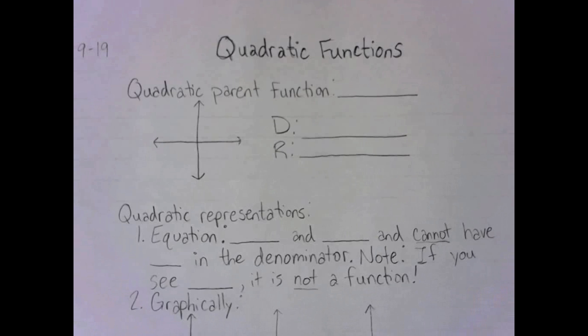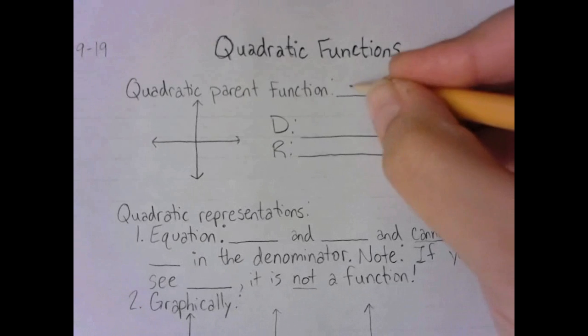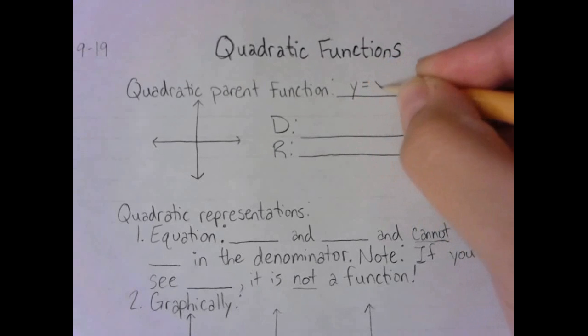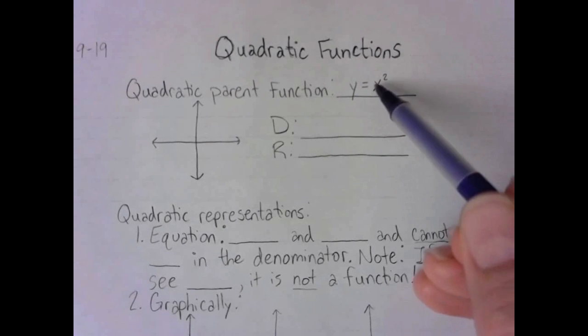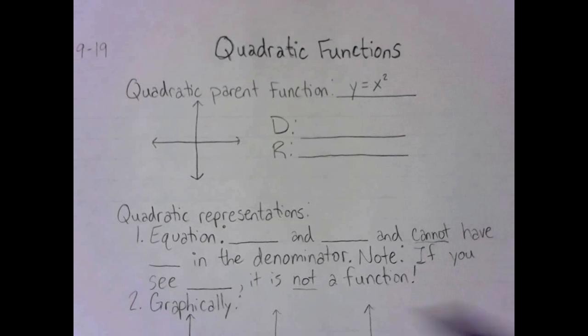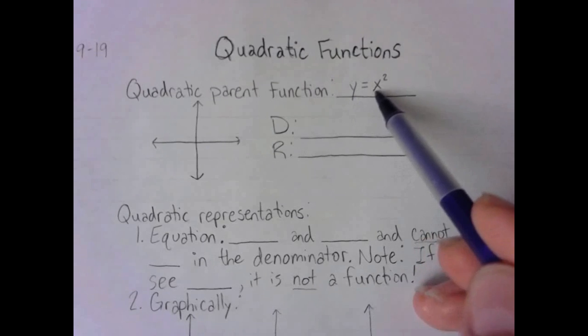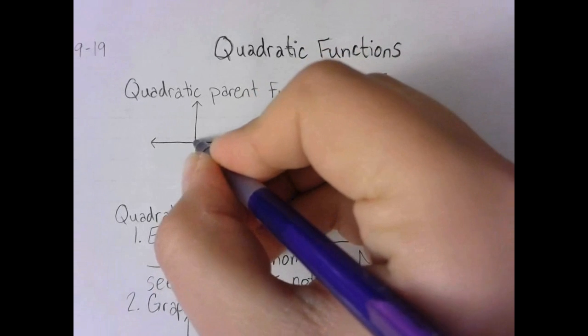Alright, quadratic function. First, we've got to talk about the parent function. The parent function for quadratics is y equals x squared. That's our parent function. Remember, the parent is like the basis of all the functions that are quadratic. So for all other quadratic functions, you may have to put a 2 in front, or divide by 3, or add 4, or something. But all of them are like this, just changed a little. And that's going to look something like this on the graph.